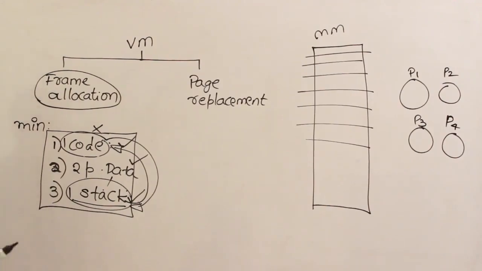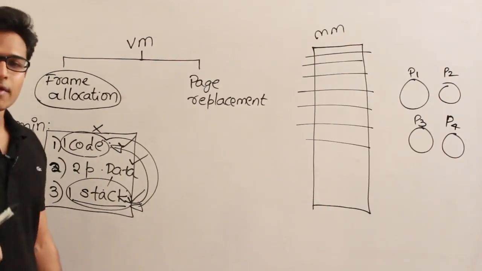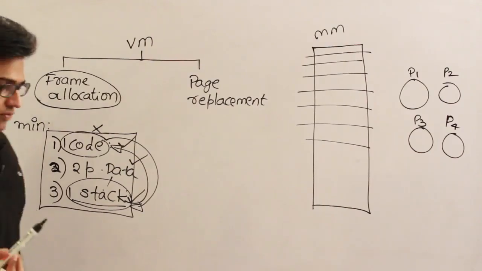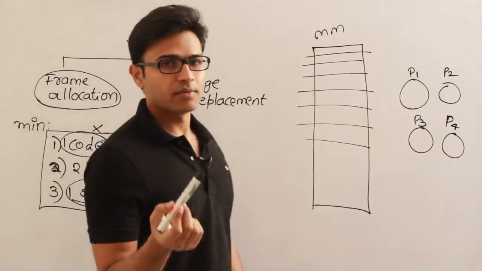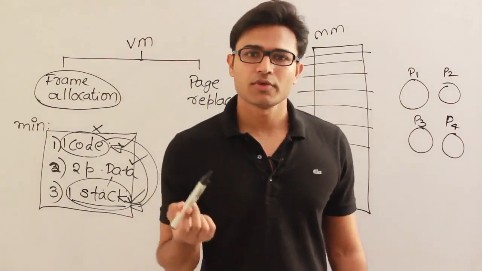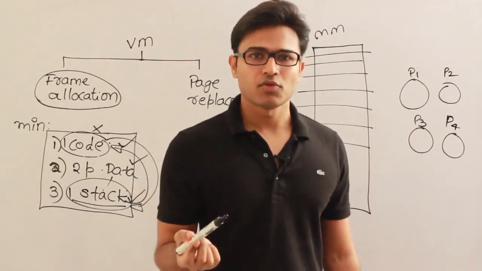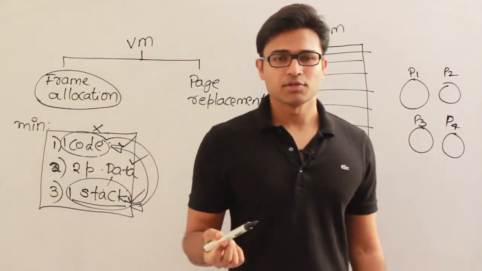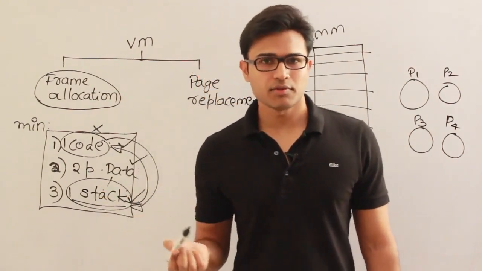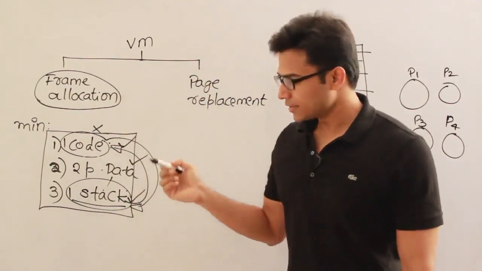Therefore, for every instruction, if there is a page fault, then that concept is called thrashing. So if you don't design everything well, there will be a lot of thrashing. Thrashing means for every instruction, almost for every instruction, if there is a page fault, then the program execution time is going to increase exponentially. That is called thrashing. Now in order to decrease the thrashing, you should keep track of everything.